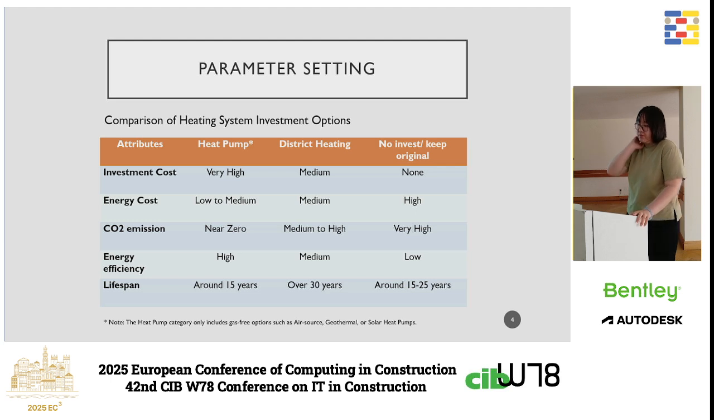This table compares three heating system investment options: heat pumps, district heating, and no investment, which means keeping the original equipment in the house heating. The heat pump has the highest initial cost in this model, but offers near zero carbon emissions, making it highly energy efficient. District heating has a moderate initial cost and medium running cost, with emissions varying based on the energy source. The no investment option means residents make no change, so it has no initial cost, but is the least efficient and most environmentally damaging due to high emissions and energy consumption.